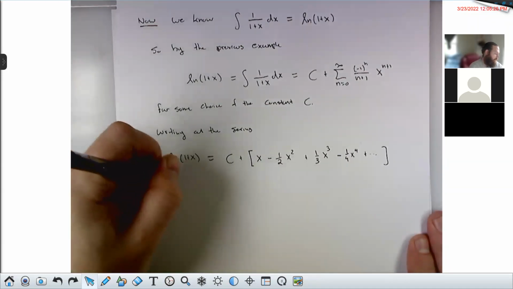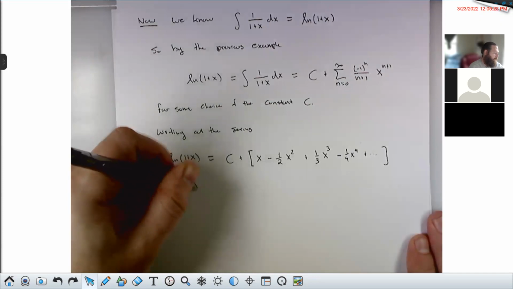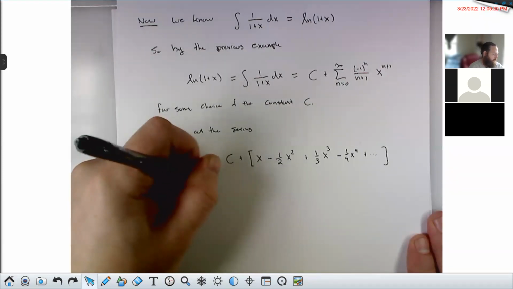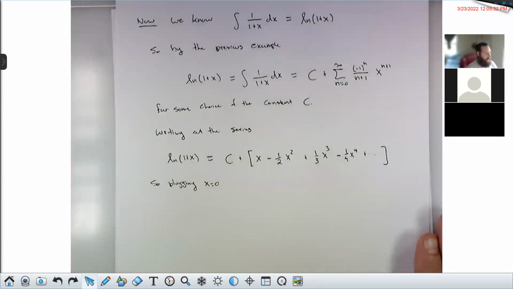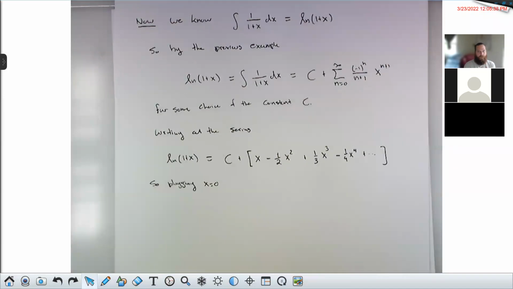So plugging, I'm going to plug in the center 0 for x. I know that the series should converge. Power series always converge when you plug in their center, right? The center is always inside the IOC.